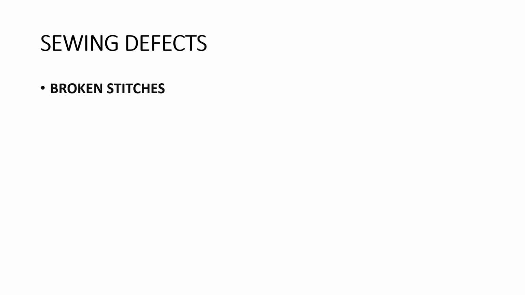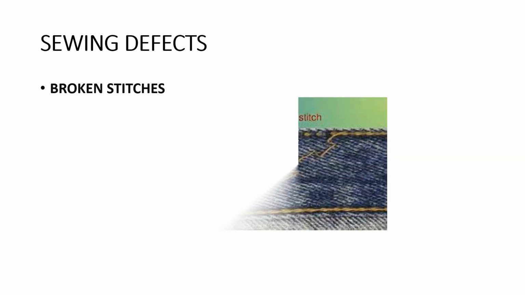Now, students, this is not all. As you know, there are huge varieties of such stitching defects. Some of them I am going to cover here. One such sewing defect is called broken stitches. As the name suggests, the stitches are broken during the sewing operation. What happens if it really breaks?